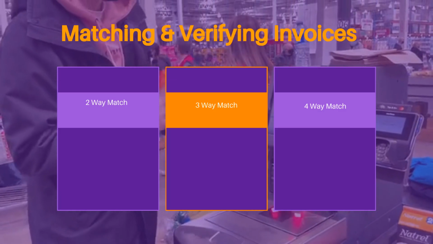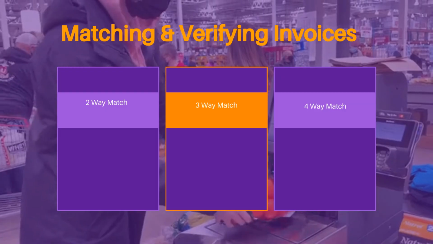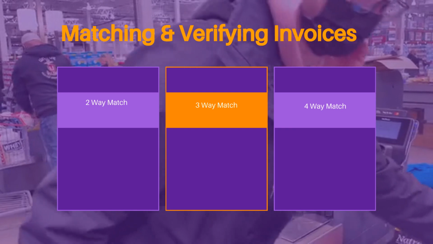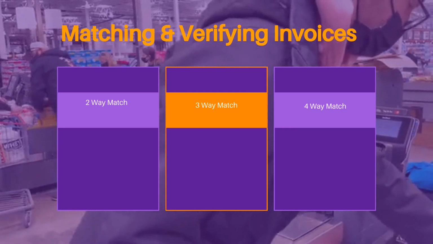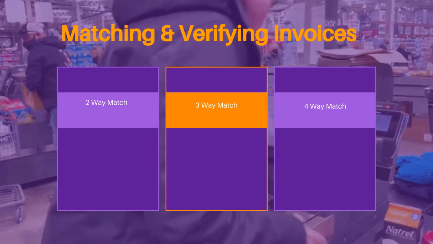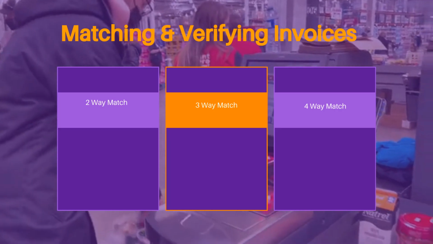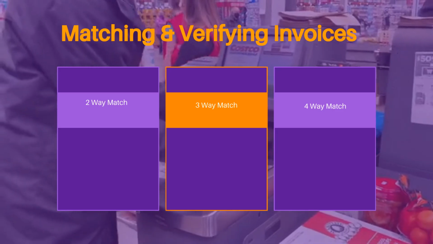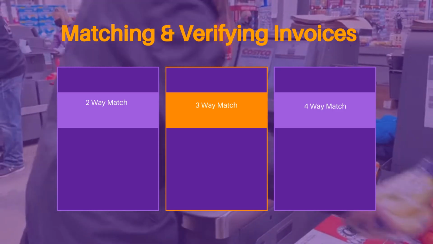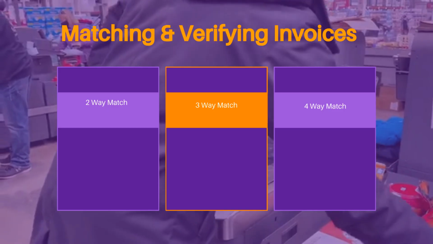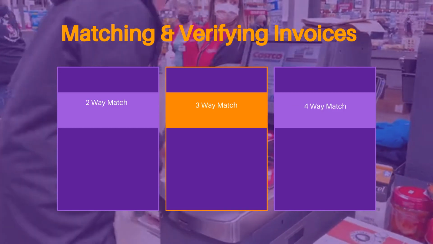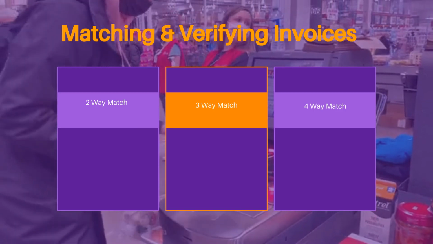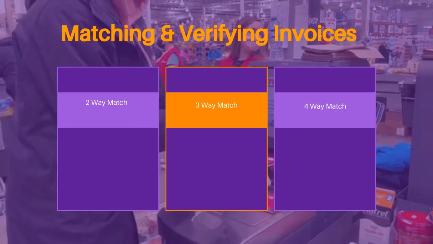A three-way match is more thorough. It compares the purchase order, the receiving report, that is what was actually delivered, and the invoice. All three documents must agree in terms of item, quantity, and price. This method helps catch errors like missing items, incorrect quantities, or delivery substitutions before a payment is made. It's commonly used for physical goods like beverages to make sure the store only pays for what was actually received.